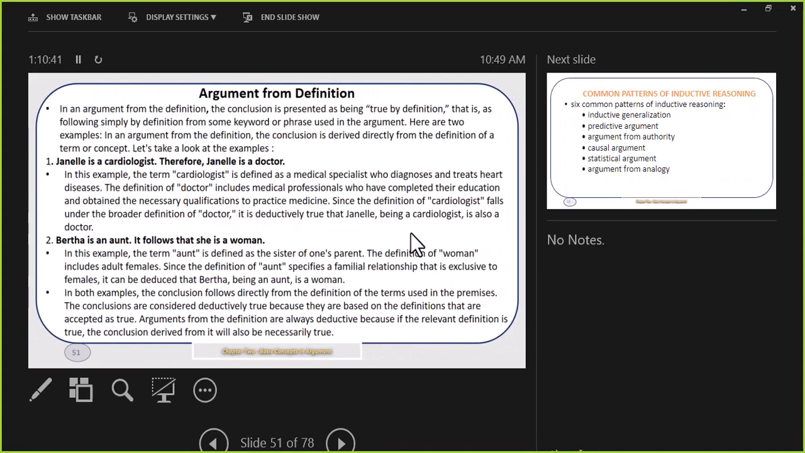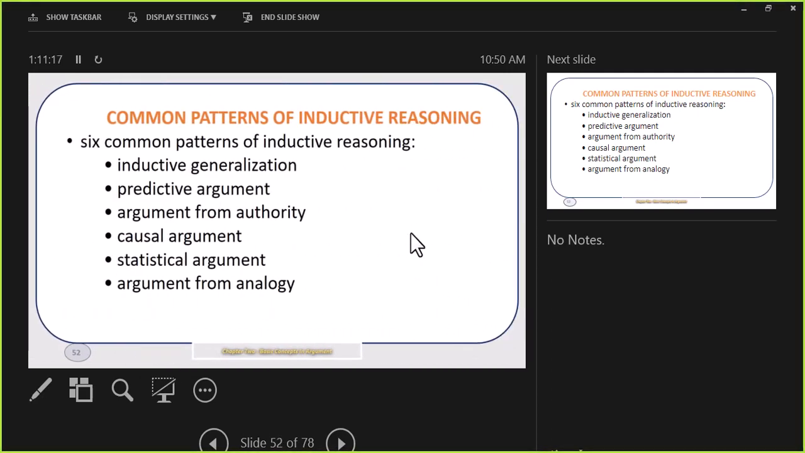Arguments from definition are always deductive arguments. Janelle is a cardiologist, therefore Janelle is a doctor. Berta is an aunt, therefore she is a woman. It's an argument based on the definition of a certain concept. The truth of the conclusion is exactly equal to the truth of the premise. The conclusion does not produce new information, but is simply re-expressing the truth content of the premise in another phraseology, right? So in a deductive argument, premise and conclusion are exactly equal. The conclusion does not add any information, but just repeats the same information in another way of expressing it.